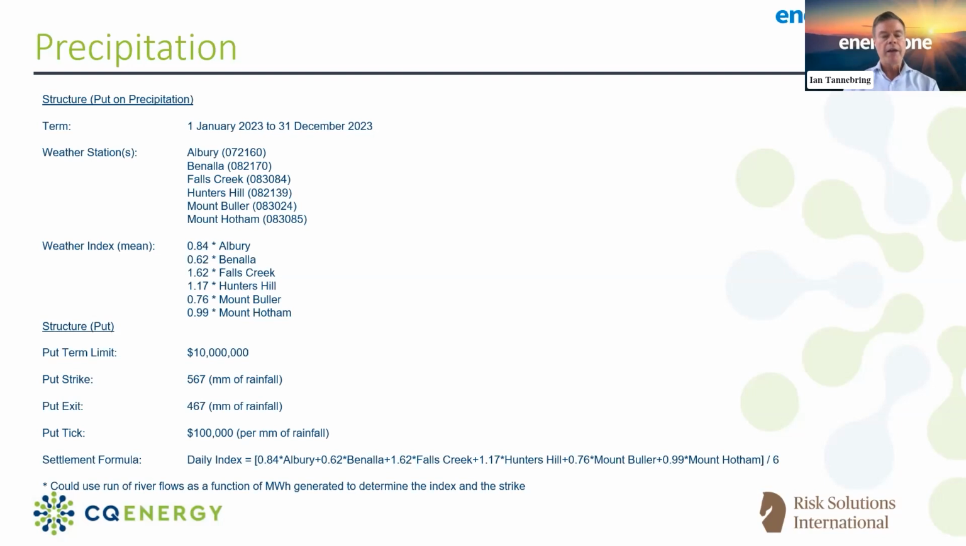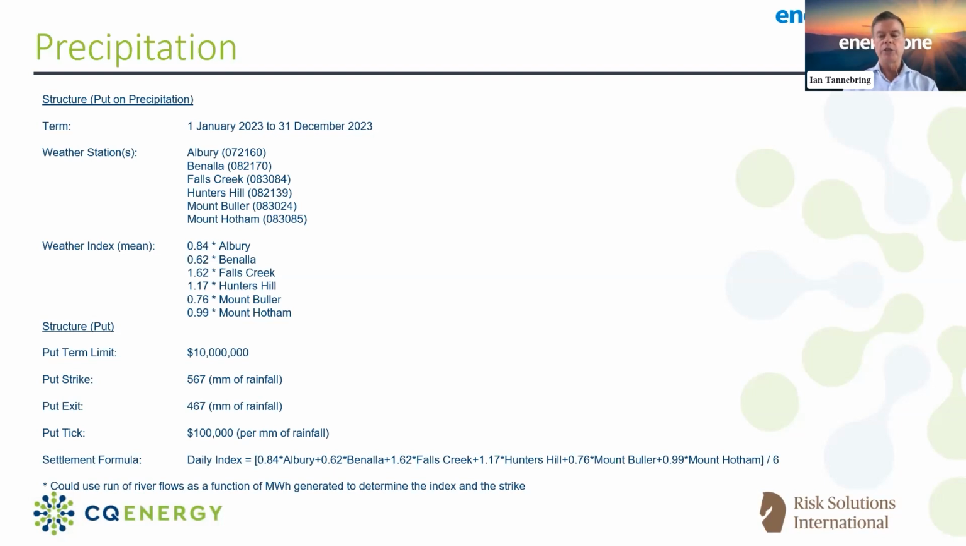Separate to that, we have had people that buy an opposite product, people that may be worried about too much rainfall, and that could be a coal-fired generator, for example, somebody who's worried about wet coal and not having enough fuel because they can't burn that coal. So we can see the opposite side of that as well.